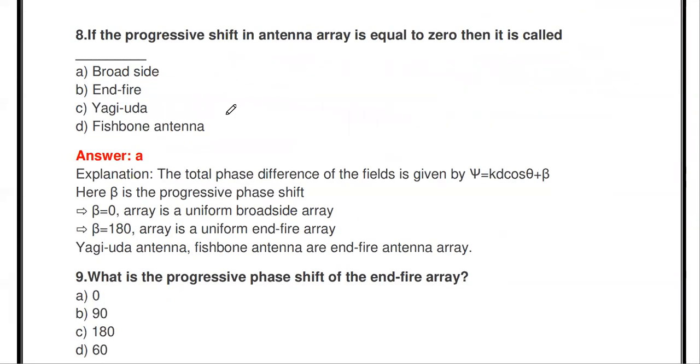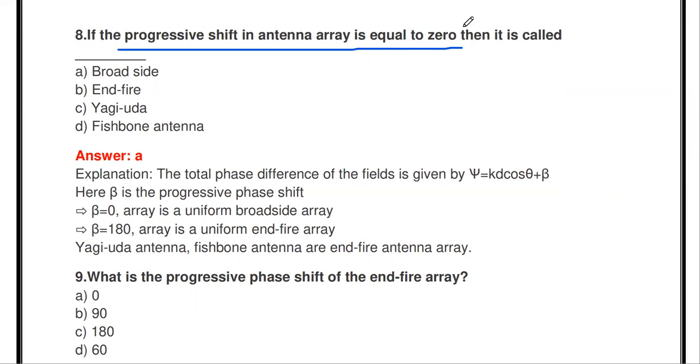The next thing, if the progressive phase shift in antenna array is equal to 0, then it is called dash. Broadside array, end-fire array, Yagi-Uda array, fishbone antenna. Broadside array. In a broadside array, all antennas are fed with equal magnitude of current, and the progressive phase shift is also 0. That is, we are feeding all antennas with equal phase. That is called a broadside array. So for a broadside array, the phase angle is equal to 0.